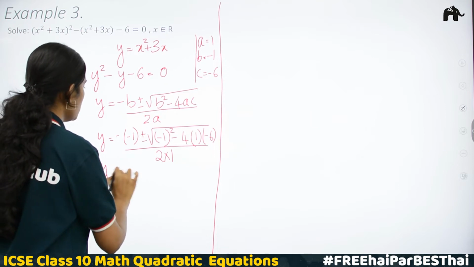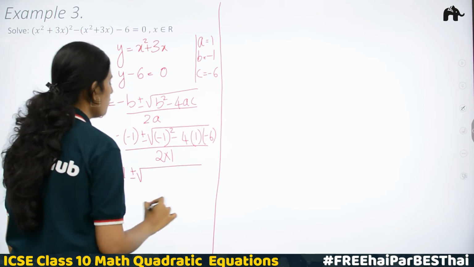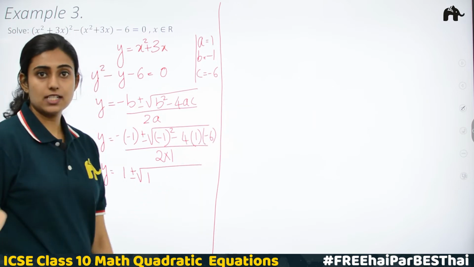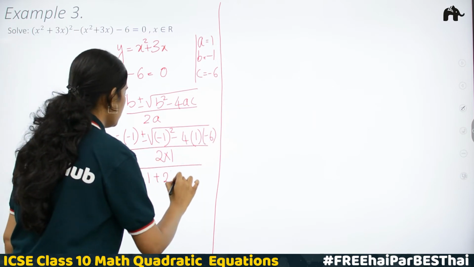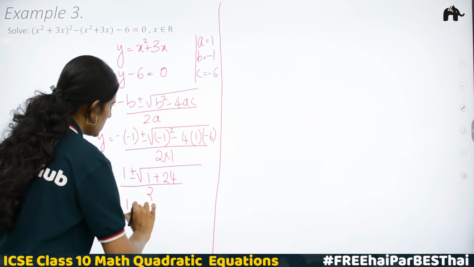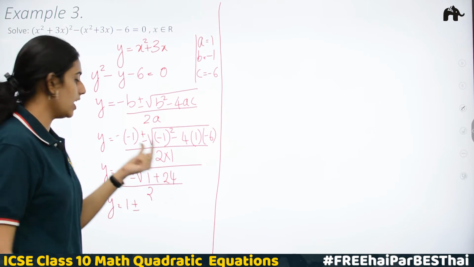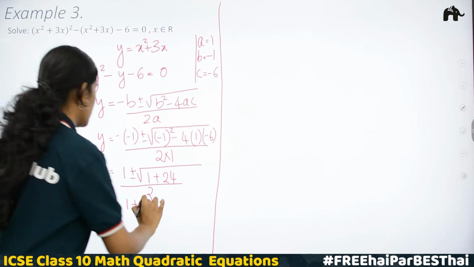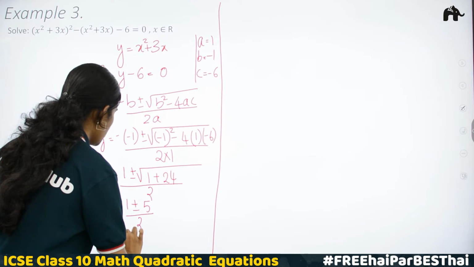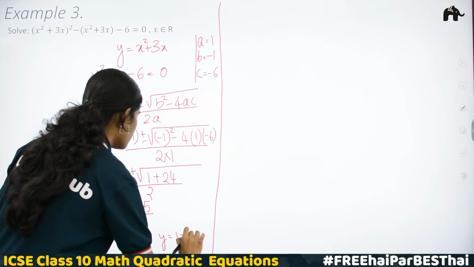y = (1 ± √(1 + 24)) / 2. 1 plus 24 is 25. Root of 25 is 5. So the value of y = (1 + 5)/2 or y = (1 − 5)/2.